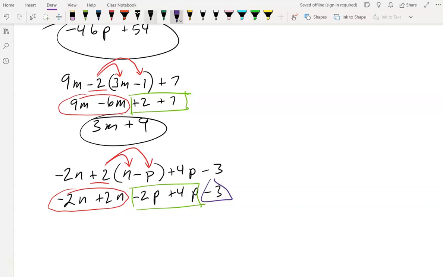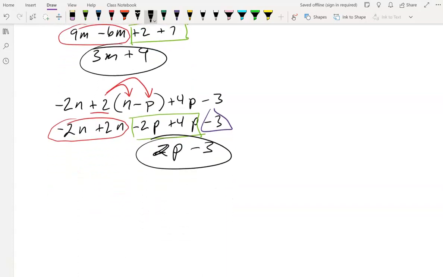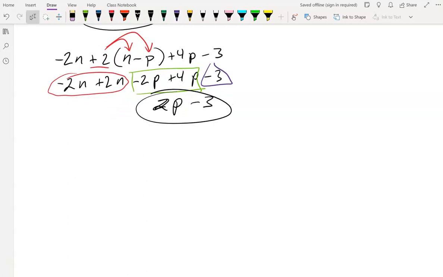So let's combine our like terms. Negative 2n, positive 2n, well, they've canceled each other out, so there's nothing going to happen there. Negative 2p, positive 4p, combine negative 2 and positive 4, we get positive 2p. And then we just bring the minus 3 down because that's all there is to that one. 2p minus 3. And we're done with that one. All right, well, that was fun. One more. Let's really crank her up and take it up a notch here.